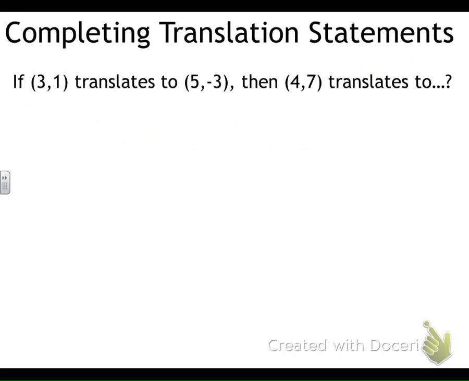So let's complete this translation statement. This is like just completing the sentence, right? So they give you a situation. If 3 comma 1 translates to 5 comma negative 3, then this point translates to what coordinate? That's what they're asking for. So you just find the pattern between 3, 1 and 5, negative 3. Literally, just count. From 3 to 5, that's a plus 2.